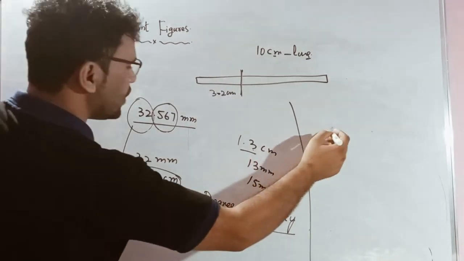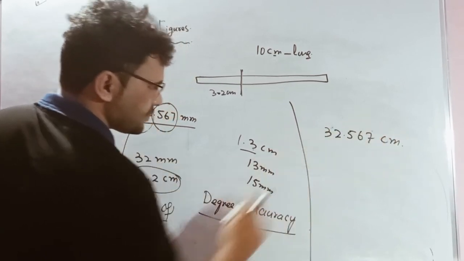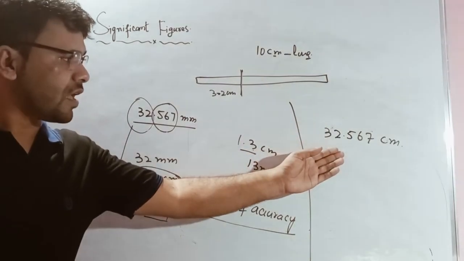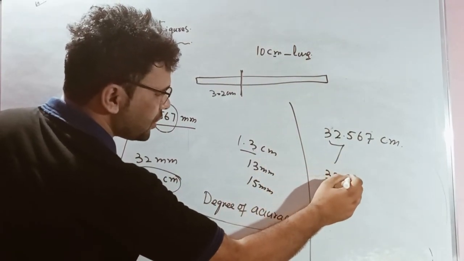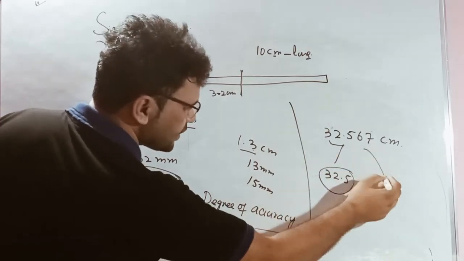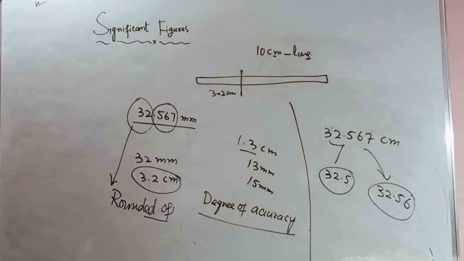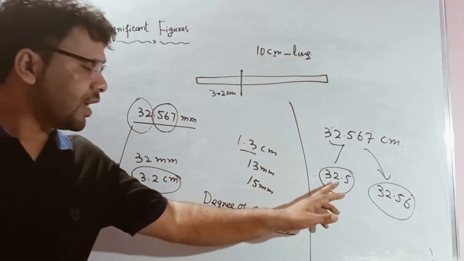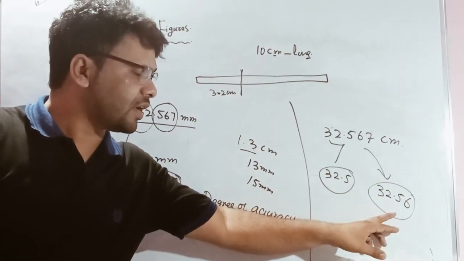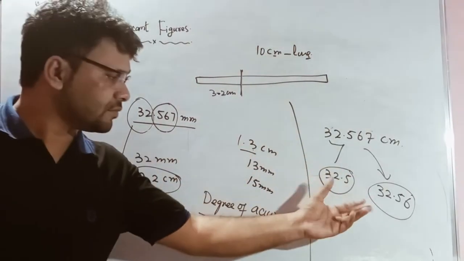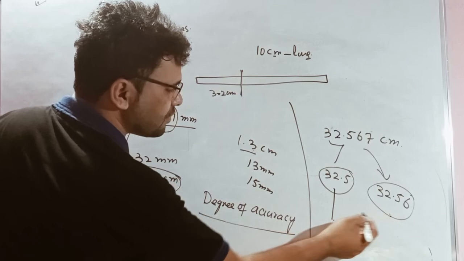I will give you one more example. If I have 32.567 centimeters, same case is here. You can see, if I take the numbers like this, 32.5 for example, and in the second case I take 32.56. So in both cases you can see I have rounded off the number, and here I have taken four numbers. So in this case, the degree of accuracy will be less than this. Here the degree of accuracy will be more.